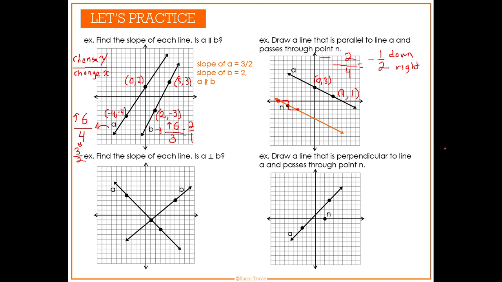All right, hopefully you're able to go through and take a pause and try some of these out. These next ones, we're trying to see if the slope of this line and this other line here, A and B, are they perpendicular to each other? That means that we have to check to see, are they the opposite reciprocals of one another? The second one that we have here, we're actually going to draw ourselves a perpendicular line.